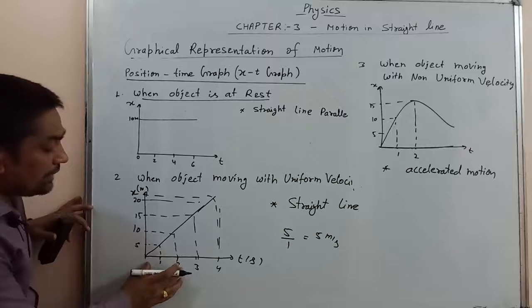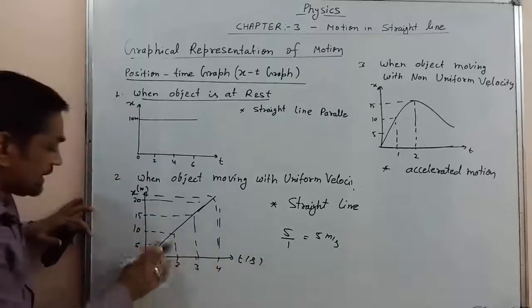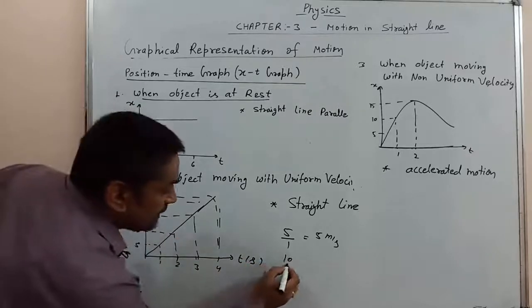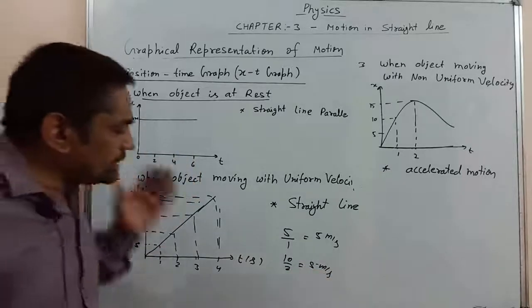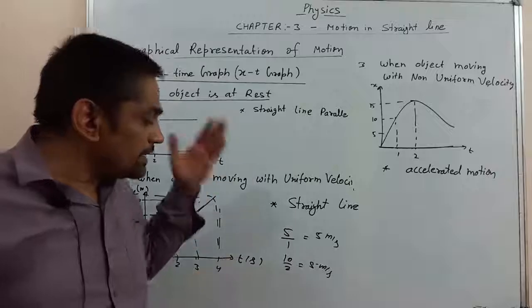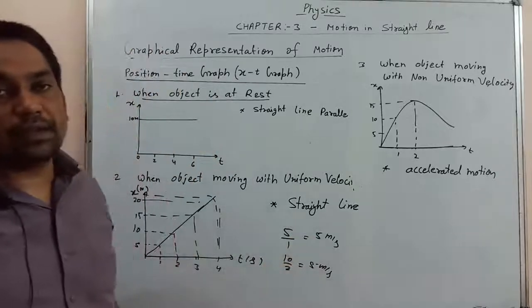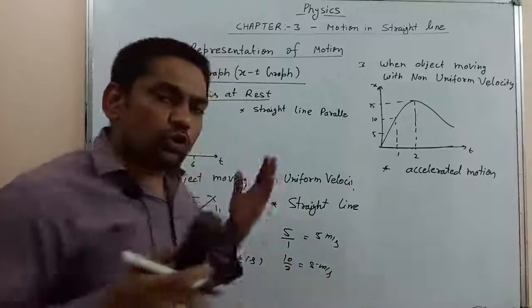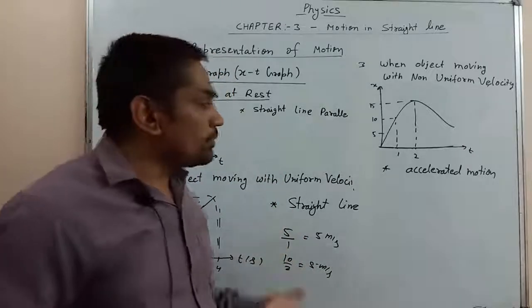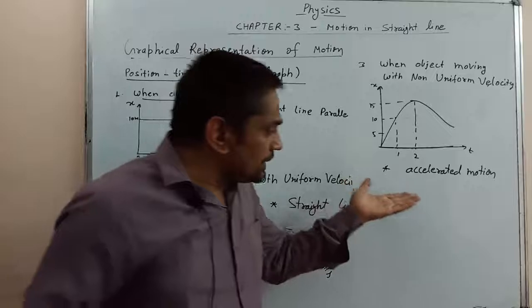If we take the time of 2 seconds, in 2 seconds the displacement is 10. So 10 upon 2 is 5 meter per second. So everywhere, if we calculate the velocity as displacement upon time, it always remains 5 meter per second. But here the velocity of that object does not remain the same throughout the motion. So the velocity is changed.